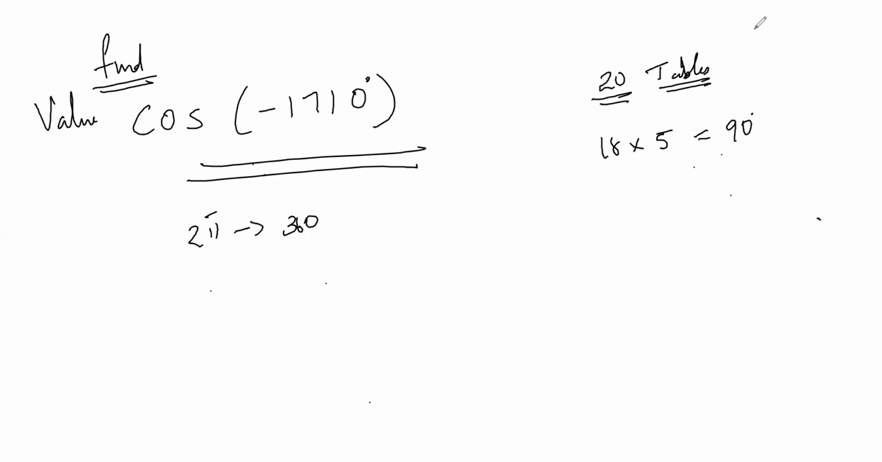Yes. Then if I double 18, 36 into 5, what is the value? Is it 180? If I double the value of 90. Correct? Yes. Now, one important point. 36 into 5, right? This is 180. Now I am just adding a 0 here. So it will become what? 1800.